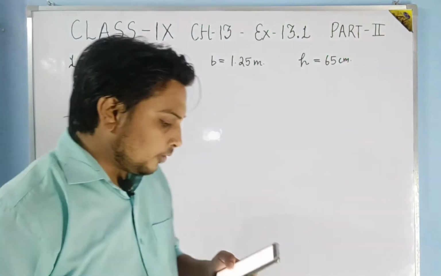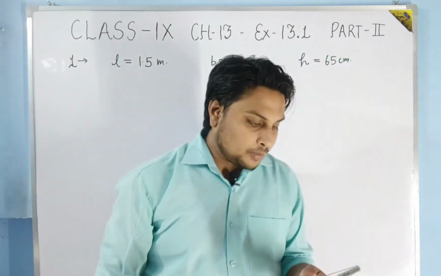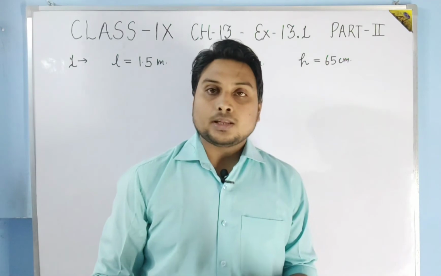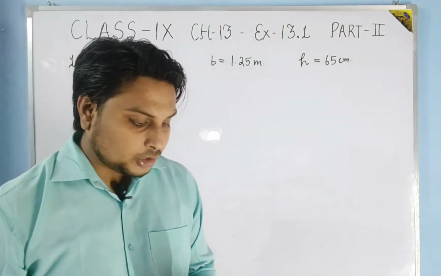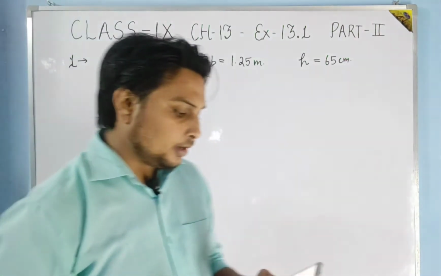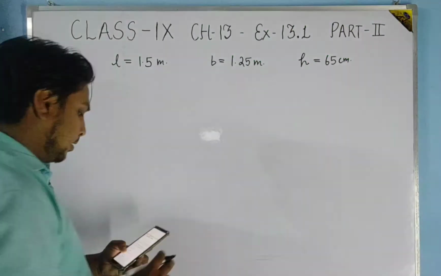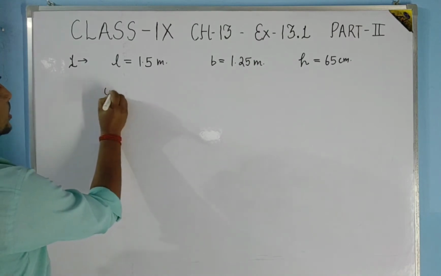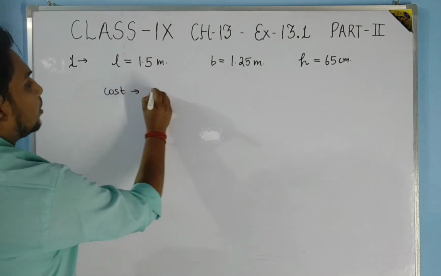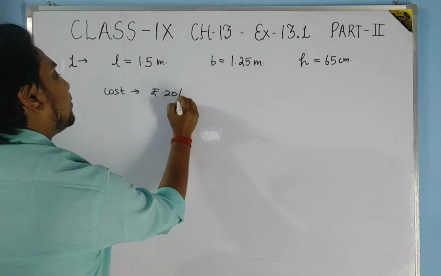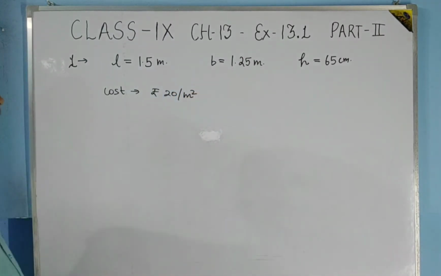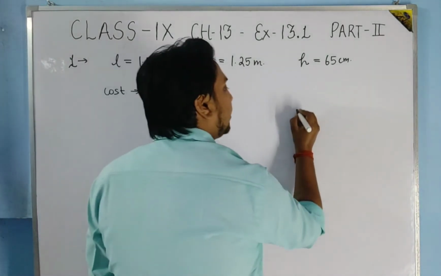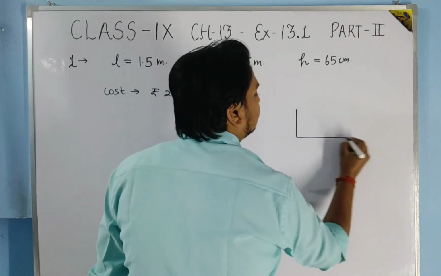What we have to find here is the area of the sheet required for making the box and the cost of the sheet for it, if a sheet measuring 1 meter square costs rupees 20, meaning the cost is given as rupees 20 per meter square. So students, how will we solve this question? Firstly, let us understand it by the figure.